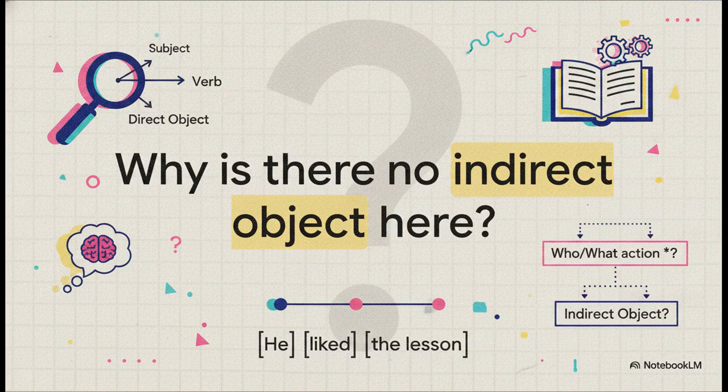But wait, why exactly is there no indirect object here? Think back to the definition we established earlier about who or what the action is done for or to. Honestly, I highly encourage you to keep questioning the structures of the sentences you read today. Once you start seeing this underlying framework of direct and indirect objects, you'll literally never look at a sentence the same way again. So, what's your verdict on this final puzzle?